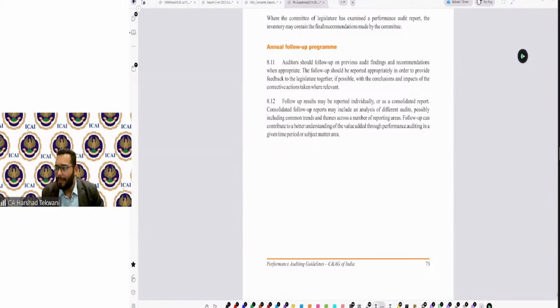So that is basically the CAG-specific standards, and they are available on the CAG website also. Again, these are on similar lines to what we have seen in our standards also. They are on a similar level.